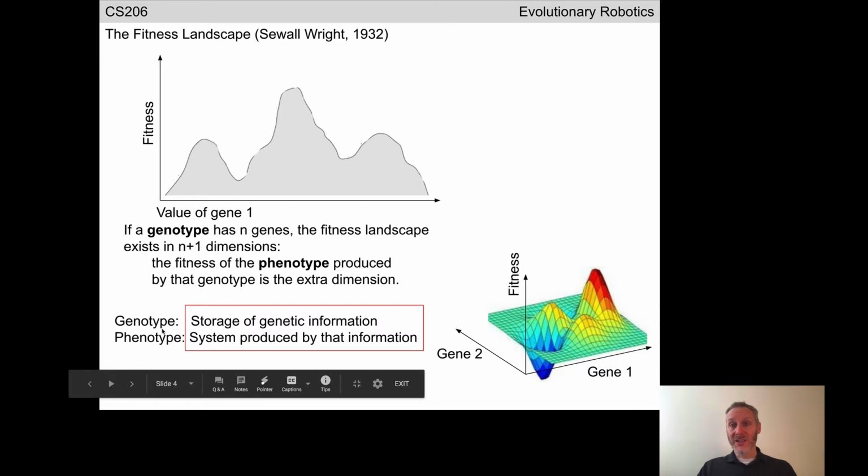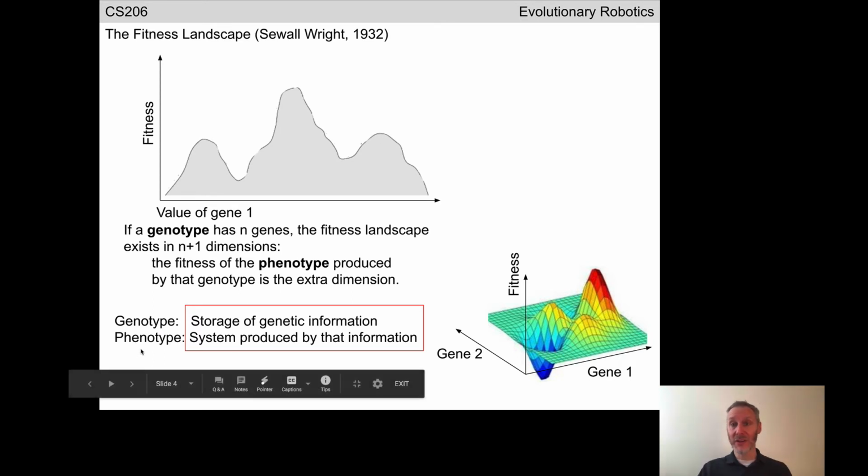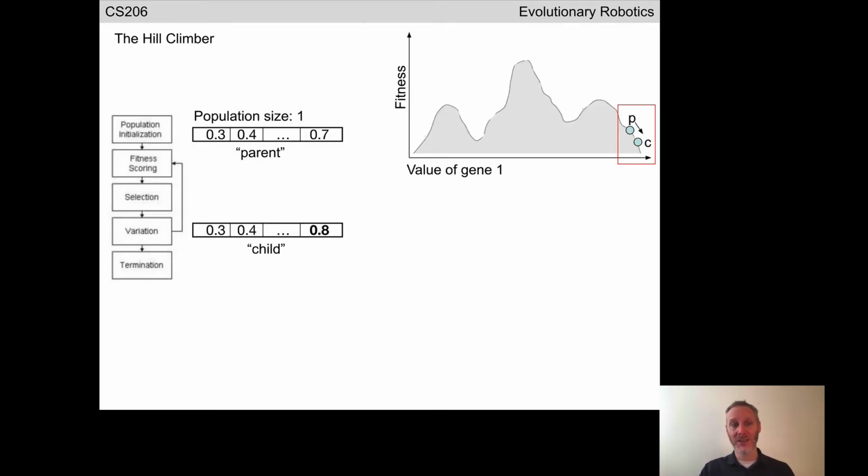We introduced the distinction between genotype and phenotype last time. Genotype is the blueprint or the recipe or the instructions of how to build something, and the phenotype is that thing, its anatomy and behavior. In our case, the robot's behavior and the robot's anatomy.